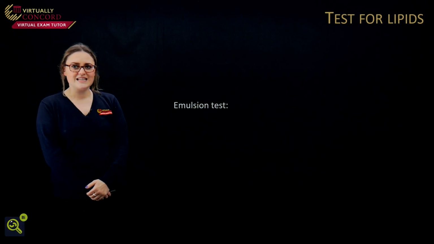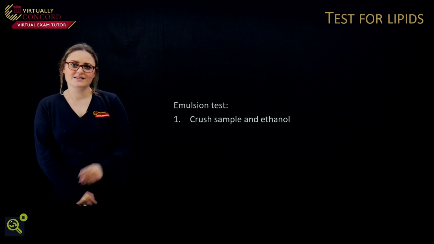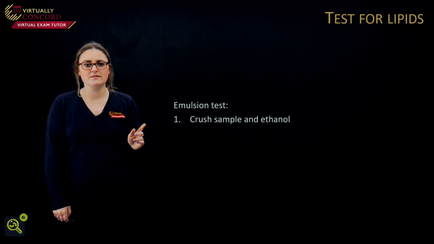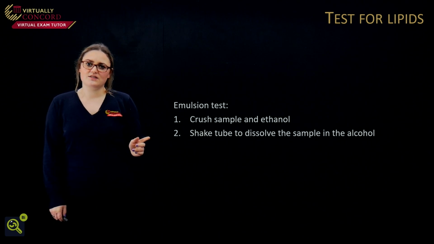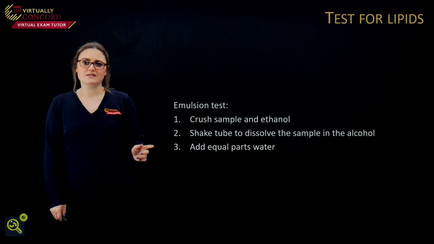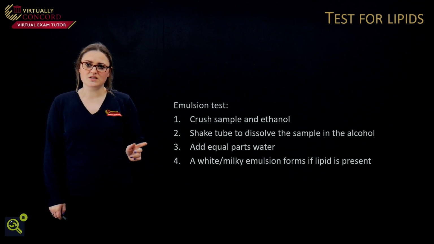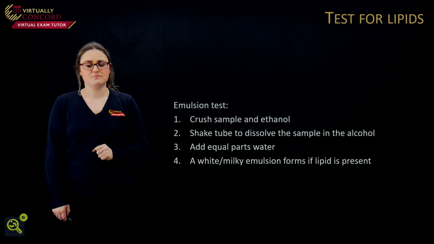Now it's really important when you are doing the exam question that you also talk about the negative result. So if no lipid was present, then there would be no milky white emulsion formed. And that is the emulsion test. Now that we've been to the lab, let's summarise the emulsion test. Step 1, we're going to crush the sample with some ethanol. Step 2, we're going to shake that tube to dissolve the sample in the alcohol. Step 3, we're going to add equal parts water. And step 4, a white or milky emulsion will form if that lipid is present.